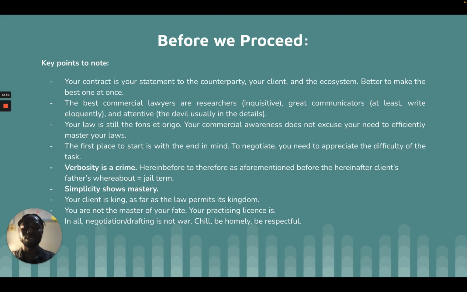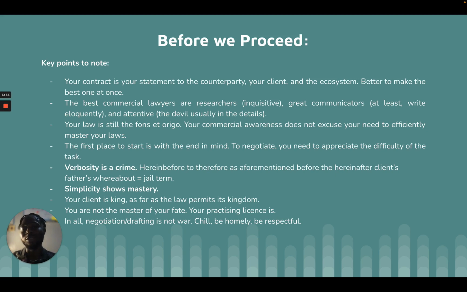And the first way to start is with the end in mind. What that means is that you need to know what you are going in for, what your client actually wants out of this. You are not just blocking your client's transaction, because then you are the blocker. That doesn't make sense. So one very key thing for me again is that verbosity is a crime.